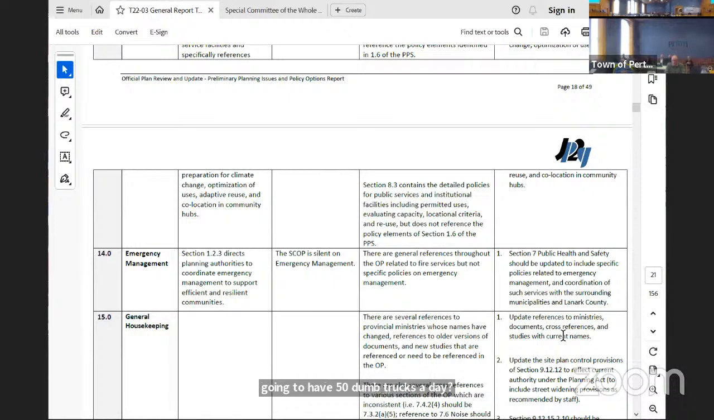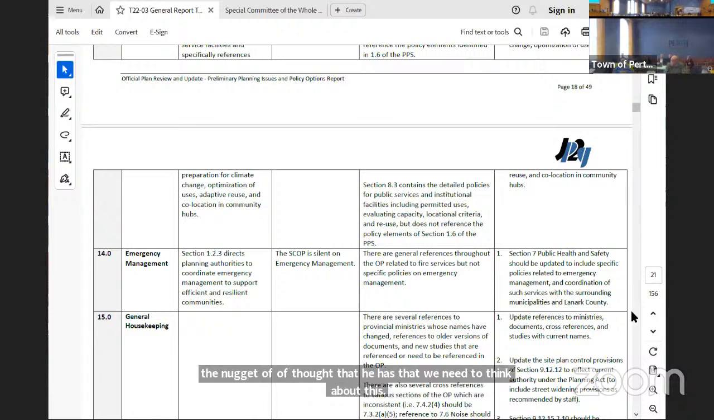So I think that originally my comments to Mr. Tennant may have been a wee bit dismissive and saying, no, it's outside of an official plan. But again, Mr. Tennant has a tendency to give me pause and force me to think, and I have, and I think that there's a way that we can address the nugget of thought that he has, that we need to think about this in our planning approval process.